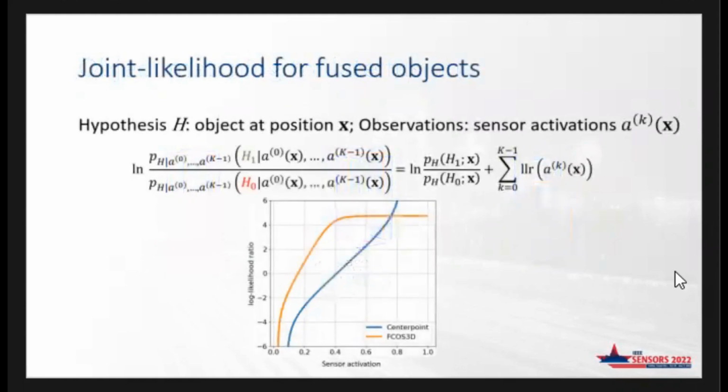And the joint likelihood computation is a standard Bayesian framework. So we have a hypothesis of an object at position X, and we have a positive hypothesis and a negative hypothesis, and we test this ratio given all the evidence, which are like the detection scores from the object detectors. And usually this is done by taking the logarithm, so then we have a sum. And the shape of these log likelihood ratio functions can be estimated from labeled data. So here I give 2 examples for the CenterPoint and the image object detector that we use.